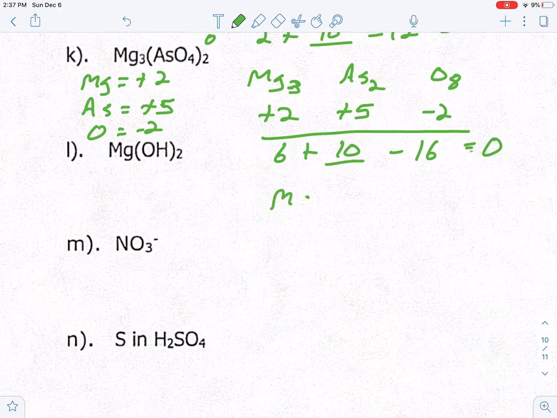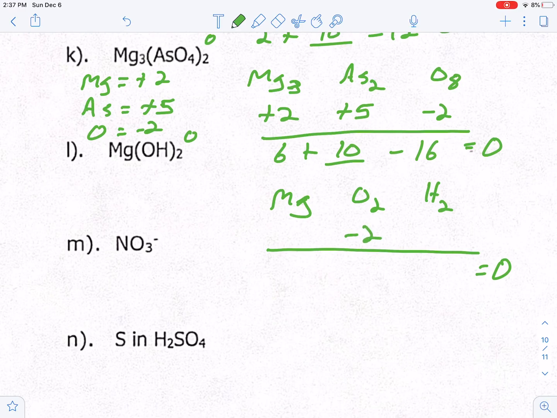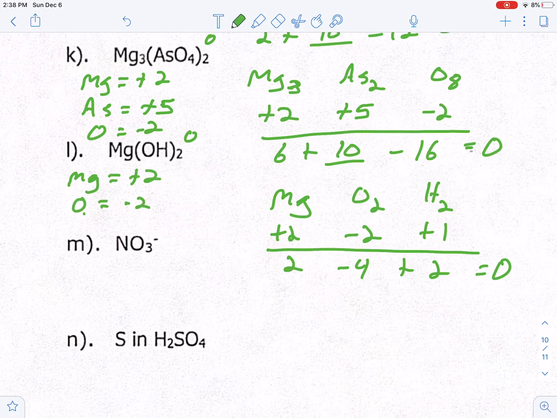Okay, next one we have Mg. I have 2 oxygens and I have 2 hydrogens. Okay, there's no charge there, so I'm going to set it equal to 0. Start with oxygen. Oxygen has a charge of minus 2, so that's going to be minus 4. Hydrogen has a charge of plus 1. So that's plus 2. And then magnesium also has a charge of plus 2. Okay, so 2 minus 4 plus 2 equals 0. So this one was just kind of a more simple one. We weren't finding anything really different there. That was just all on the periodic table. So Mg equals plus 2, O equals minus 2, and H equals plus 1.